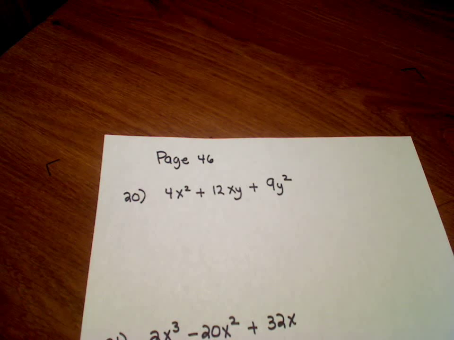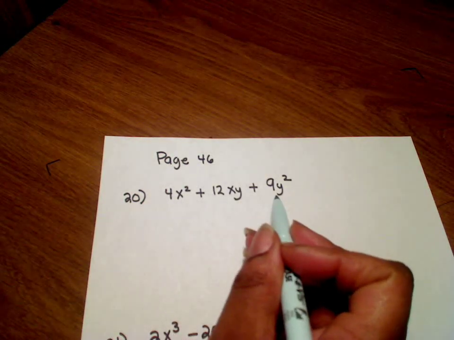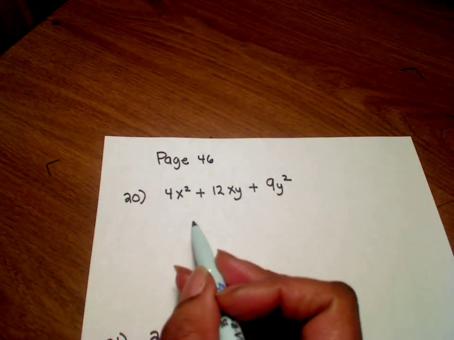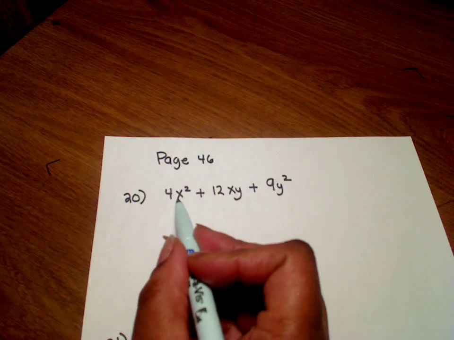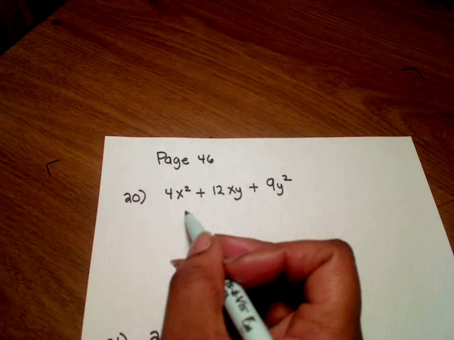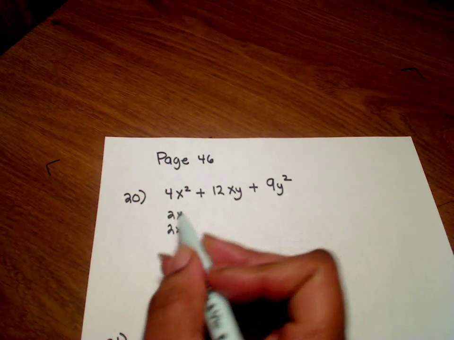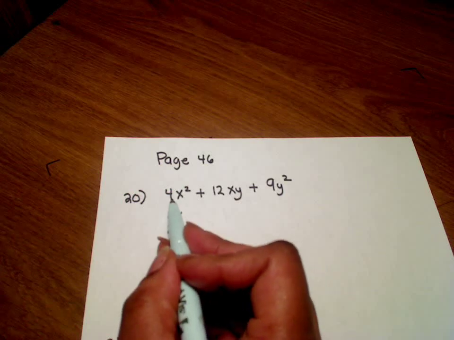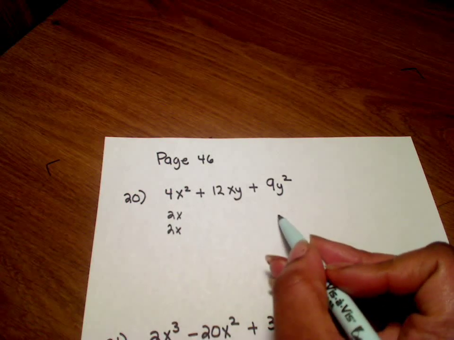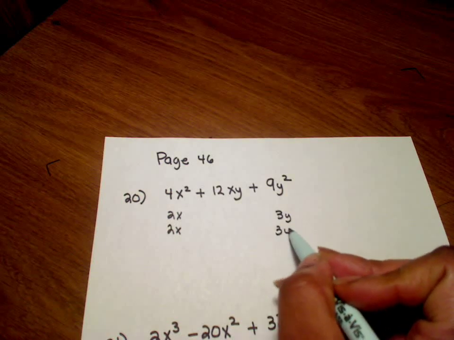Okay, let's factor the trinomial that we have here. One method for factoring a trinomial is by pulling apart the first term into factors and the last term into factors. So I'm going to pull it apart because I know that 2x times 2x, which is the product, makes 4x squared. Then I'm going to do the same thing here. I'm going to make it a 3y and a 3y.